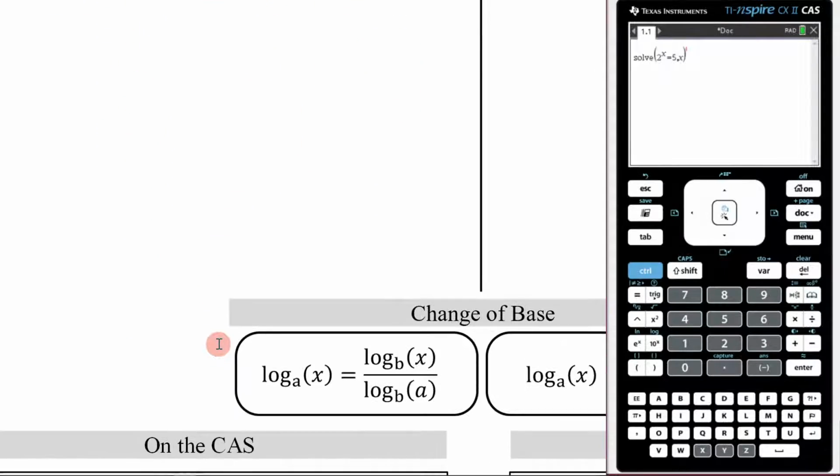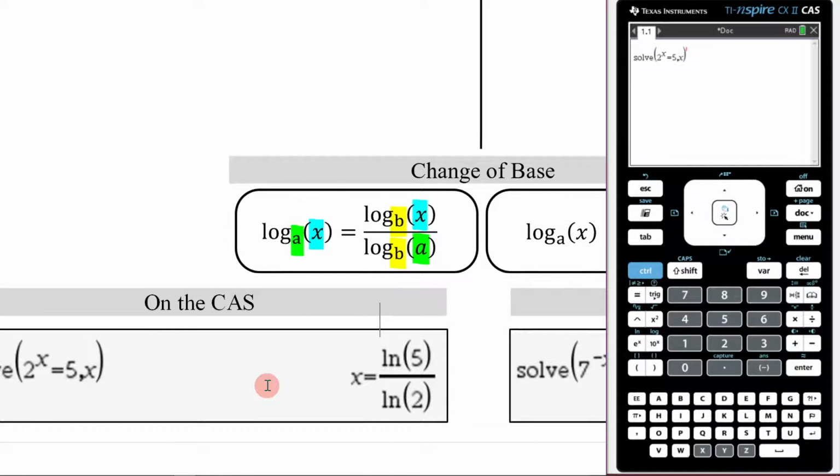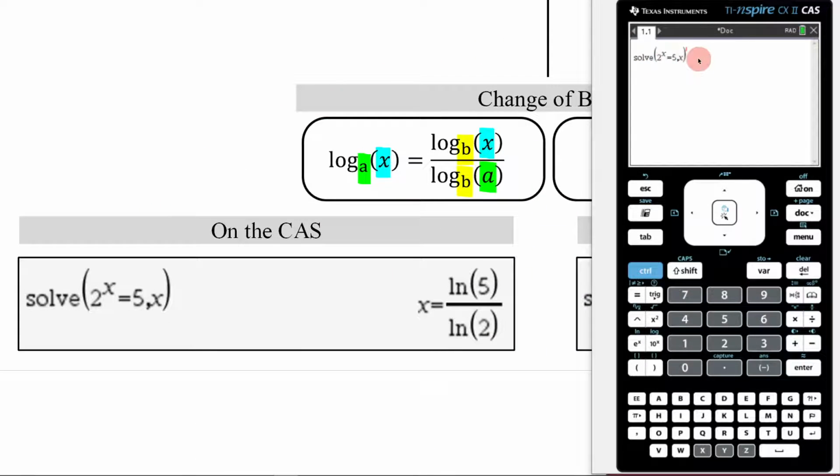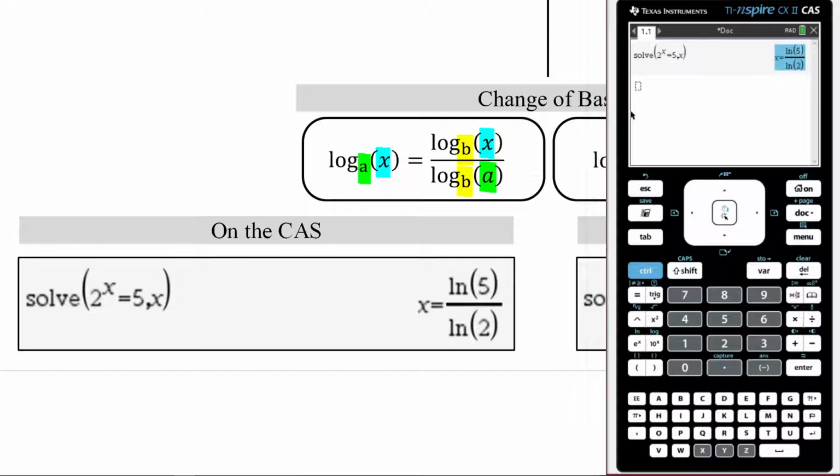So if we just scroll down here, I've put the change of base rule right here. So as you can see, if I have x, I can put it here. And if I have a base of a, I can put it here. And as long as my bases are the same here, we know it's going to work. Now, the reason why this is important is because when we come to our CAS, and I've typed it in here, and we hit enter, it gives me this notation right here, and it's related to the change of base rule. Now, let's rewrite what this is, because it looks kind of funky at the moment.